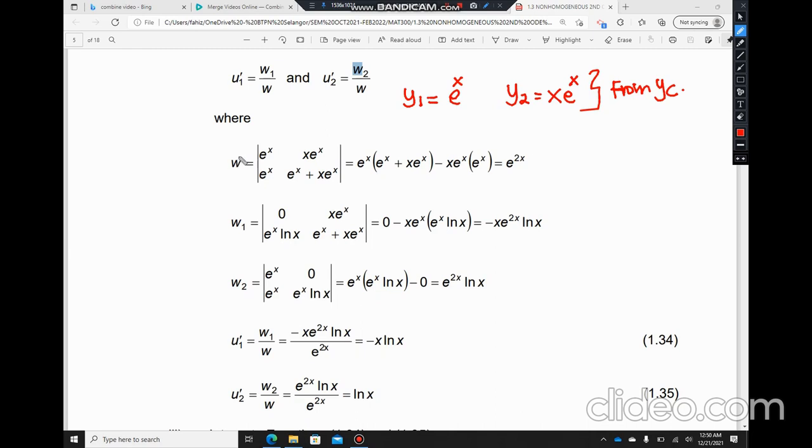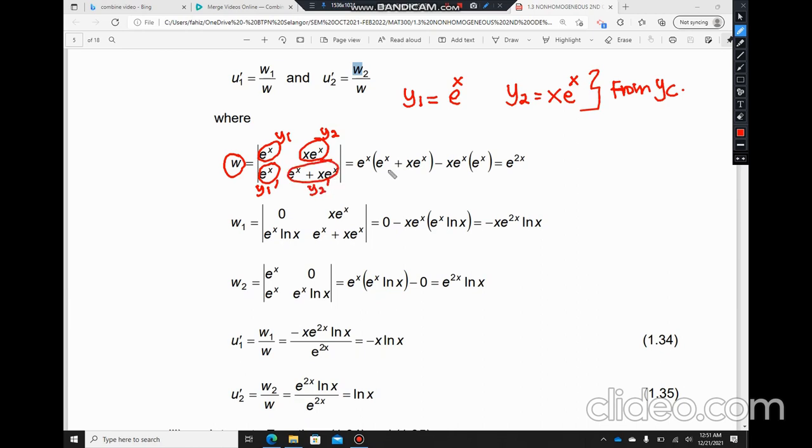Now untuk W, kalau kita refer balik nota dekat atas, cara nak tulis W dekat sini, you write Y1. So Y1 is e^x, and then this one is your Y2, Y2 is xe^x. Second row, this one we get from Y1 prime. Kalau Y1 awak e^x, awak differentiate sekali, dapat e^x. And then Y2 xe^x, bila kita differentiate dapat e^x plus xe^x. This one is Y2 prime.